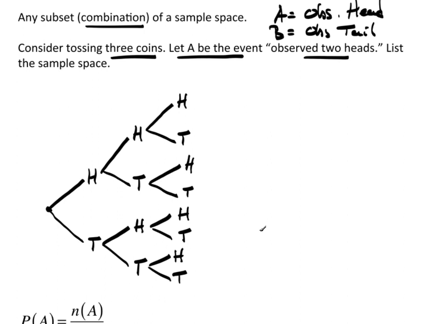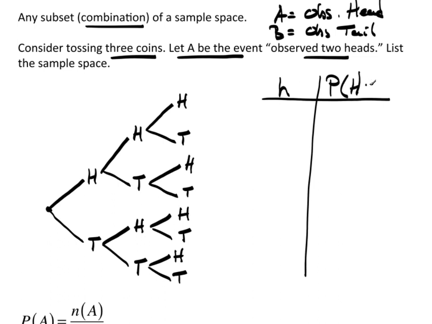Well, what could happen here? I'm going to set up a little table here. I'm going to call this H for heads. And I'm going to say the probability of capital H equals little h. Now that may seem a little bit confusing to you at first, but capital H is the main variable I'm using, and the little h is simply saying this is the number actually observed.